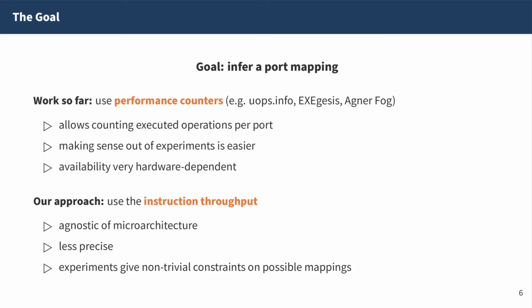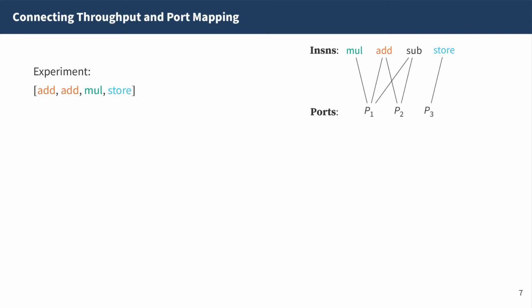We measure the instruction throughput achieved for specifically crafted instruction sequences to identify instructions that are executed in parallel. While these results cannot provide the same level of detail and are harder to interpret than reading performance counters, they can be obtained on any microarchitecture that allows measuring time, independent of the availability of performance counters. Let's have an example to see how such throughput measurements connect to the port mapping.